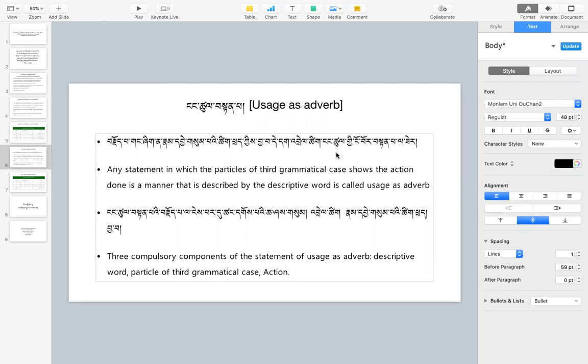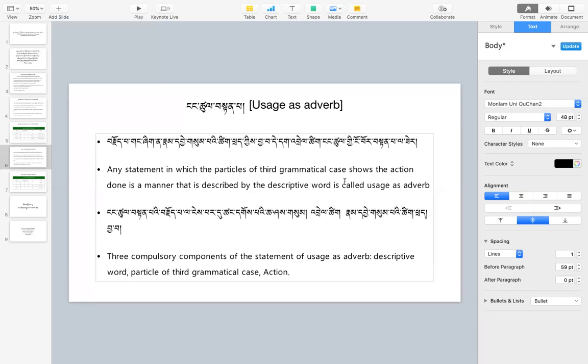So this is the defining characteristic, like we already discussed, the defining characteristic of things. For example, like we already discussed, the descriptive, the defining characteristic of fire is being hot and burning. So similarly, the descriptive characteristic of the usage case as adverb is stated here in Tibetan above and in English here. And if it fulfills this particular definition or descriptive characteristic, then this is considered to be a statement of usage as adverb.